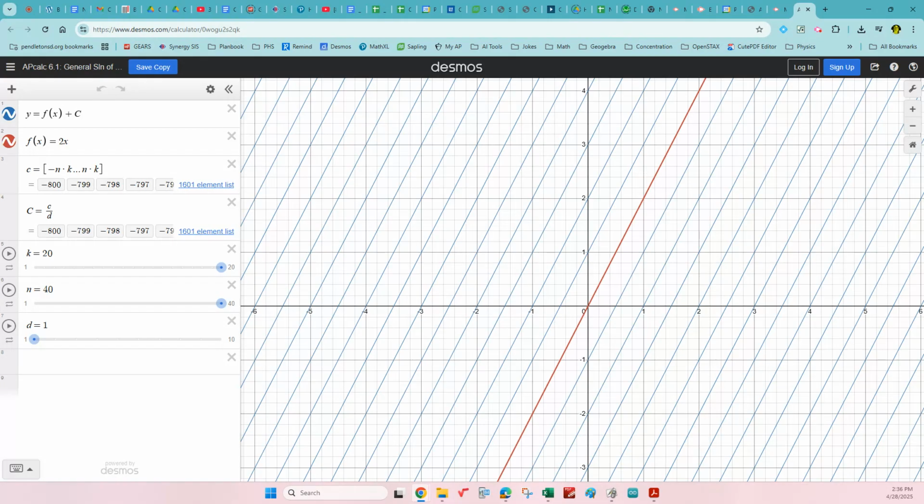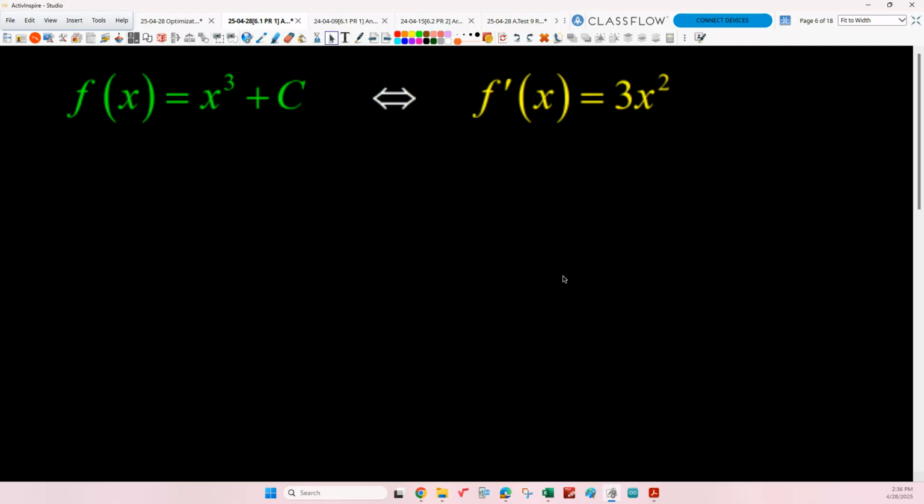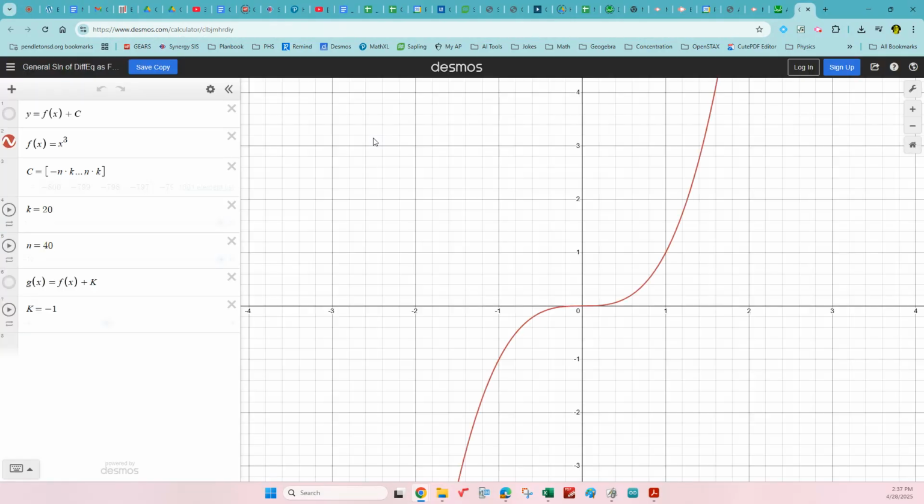Let's look at one that's not quite so boring. What about one like that? Now, we already talked about this. You guys told me that if the differential equation is f prime of x equals 3x squared, you just play calculus Jeopardy. What would I differentiate to get 3x squared? x cubed plus a constant. It's going to take a little while for it to graph this one, I bet. We got to be patient, but it'll happen.